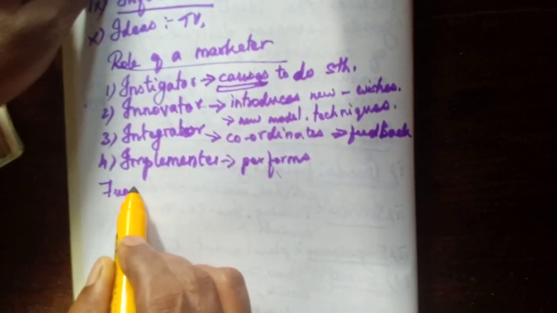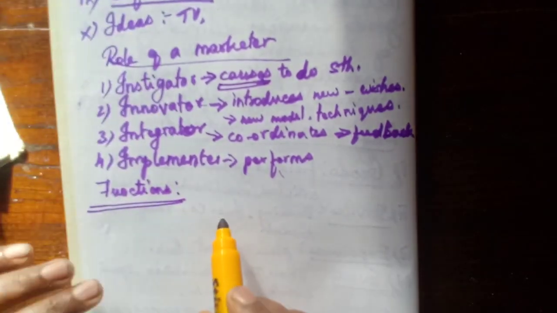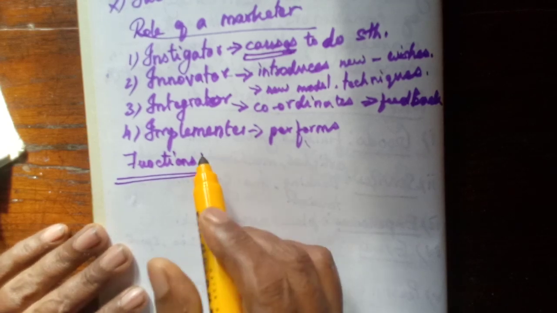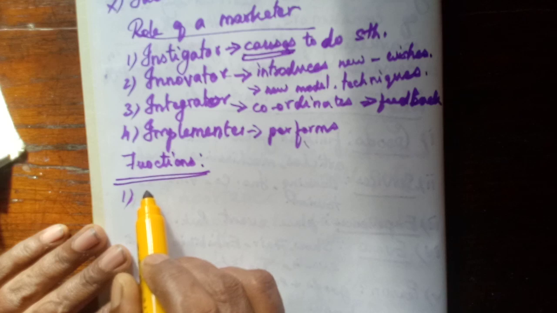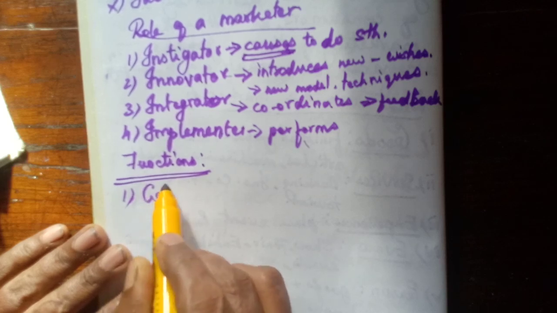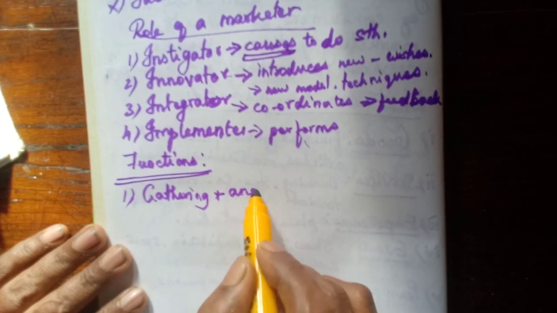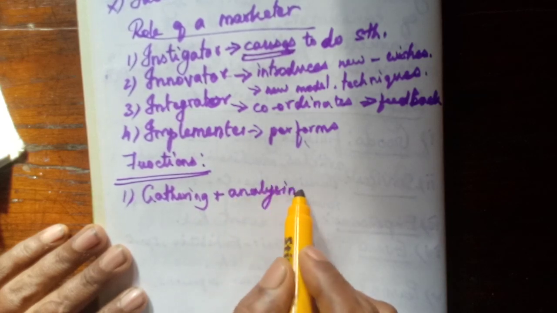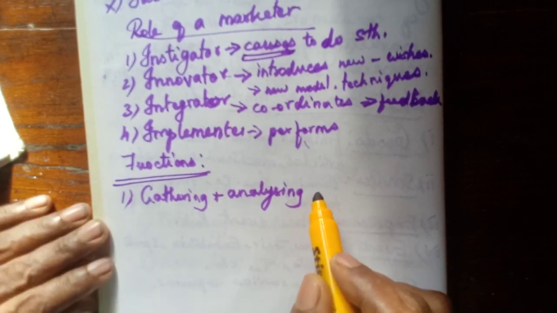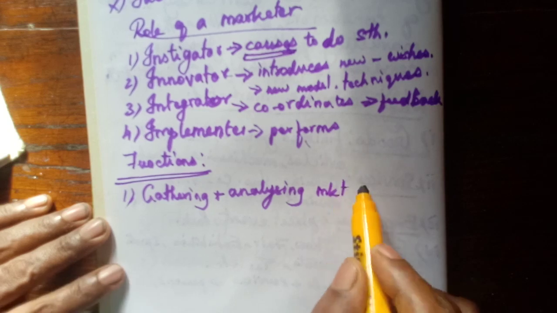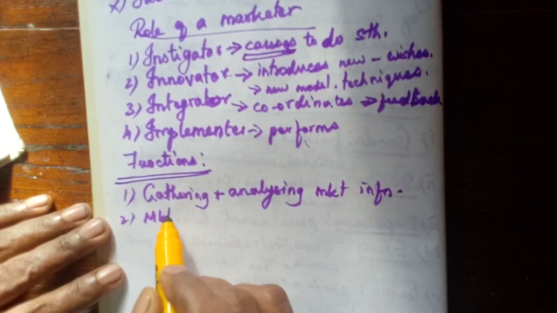Then the functions. What are the functions? A marketer has to do many functions, the duties. First, he has to gather and analyze marketing information, isn't it? First, he has to gather and analyze whether that product can be sold in that particular place. So, gathering and analyzing market information, that is the first point. Okay, then market planning. He has to do market planning.